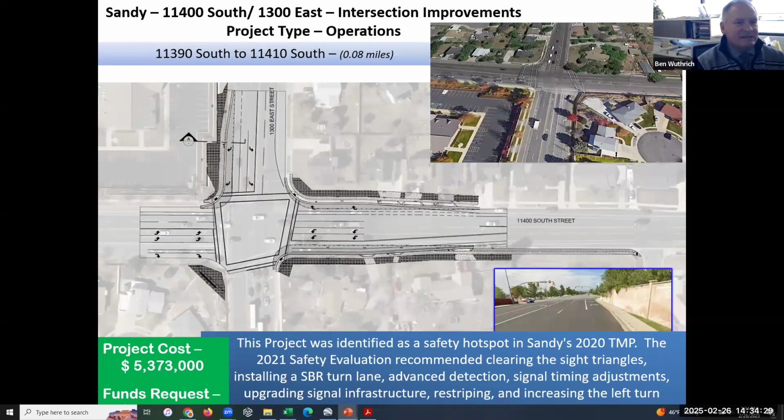The next request is an intersection project in Sandy. This is on 114th South and 1300 East. This project will address the turning movements and align the intersection. Estimated project cost is 5.3+ million. Funds being requested are slightly more than 5 million.